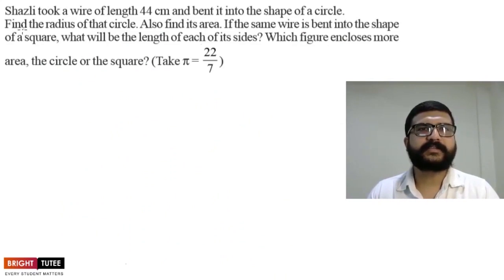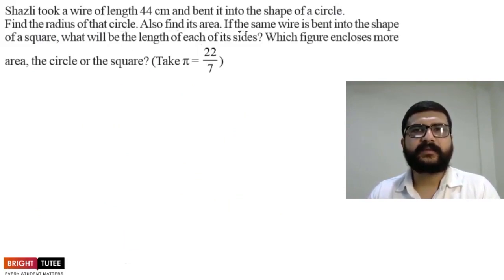The next question is, Chesley took a wire of length 44 cm and bent it into a shape of a circle. Find the radius of the circle, also find its area. If the same wire is bent into a shape of a square, what will be the length of each of its side? And we have to tell which figure encloses more area, the circle or the square.